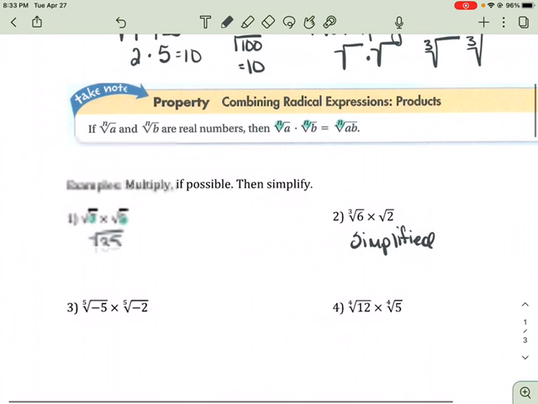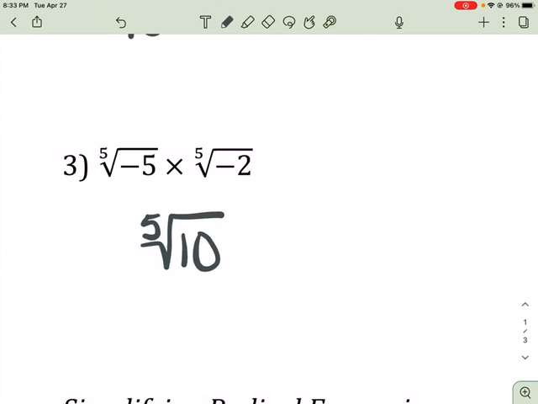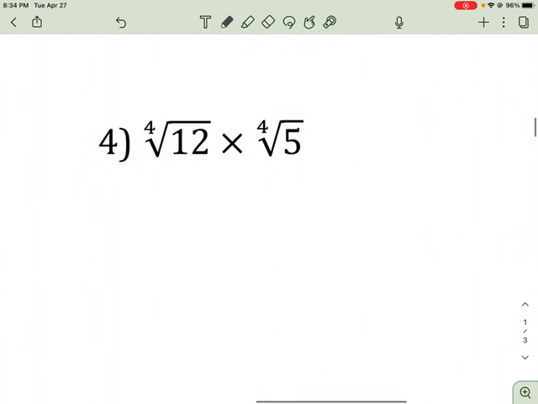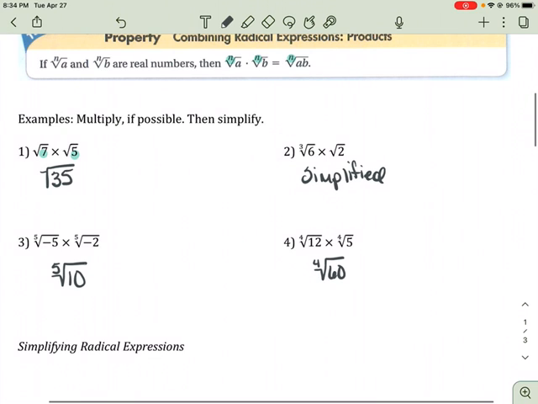All right, let's try this. Remember our conversation the other day, you can have negatives underneath an odd root. So I have the fifth root of negative 5 times the fifth root of negative 2. Both are fifth roots, so we can multiply them. So we get the fifth root of 10, and that's as far as we can go. All right, let's try this. They're both fourth roots, so the fourth root of 60. Now, we don't know how to simplify that yet, and that's what we're going to work on next.